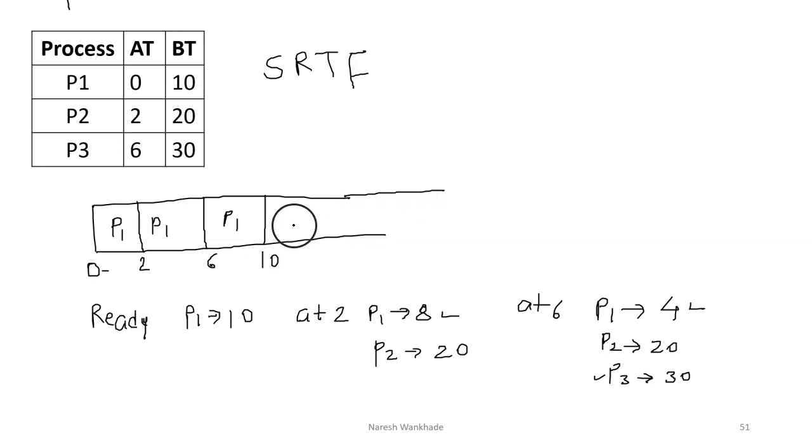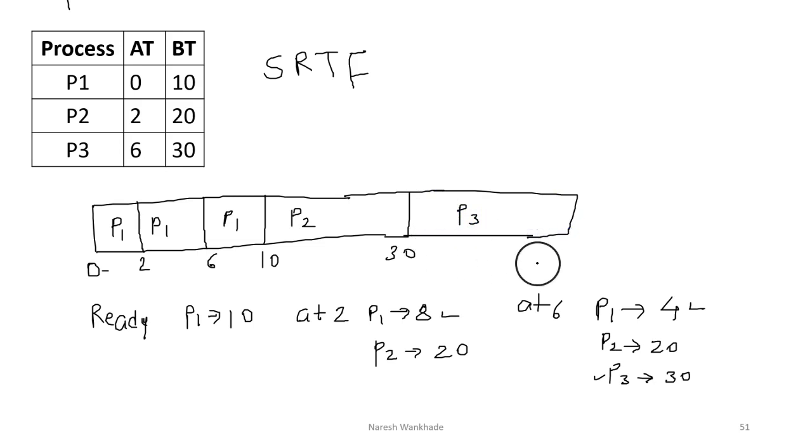Now after P1, there is a switching of the CPU from this process, that is P1, to P2, because P2's remaining time is less than the remaining time of P3. So P2 will hold the CPU for 20, so the total time is 30. And after P2, P3 will hold the CPU for 30, so the total time is 60.